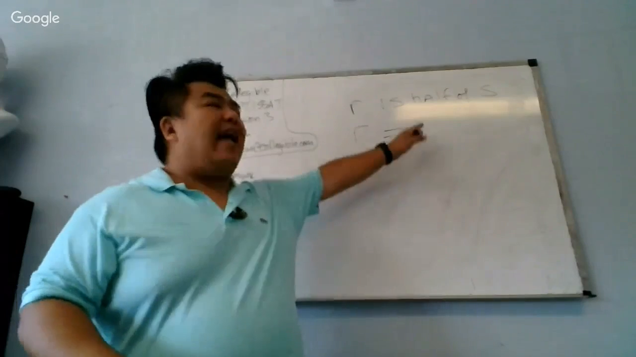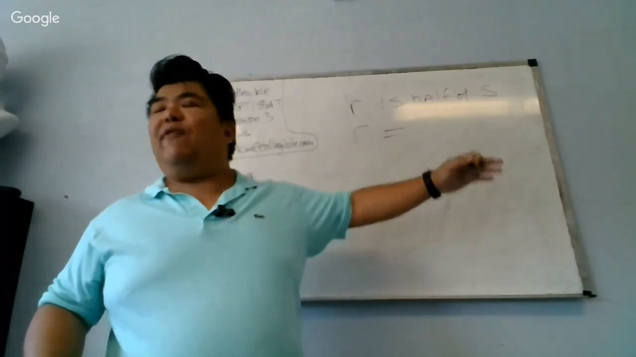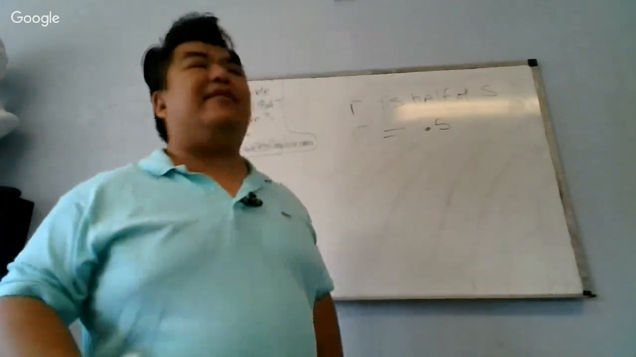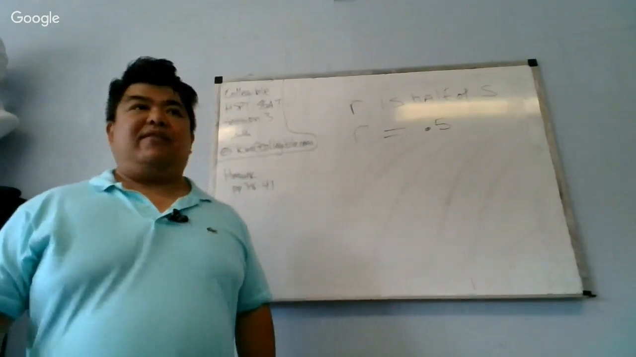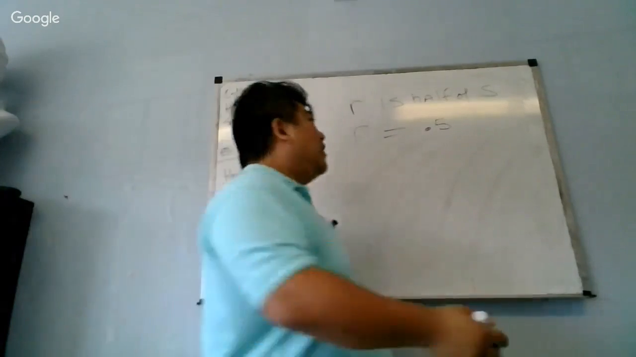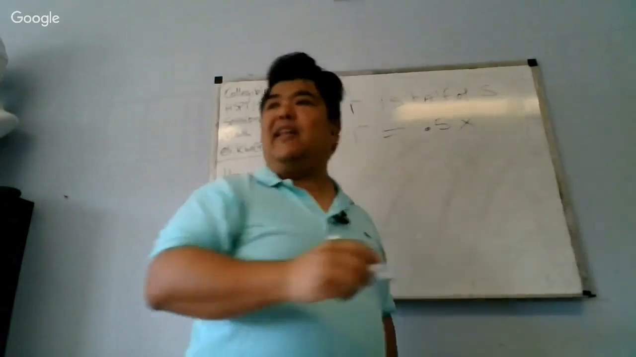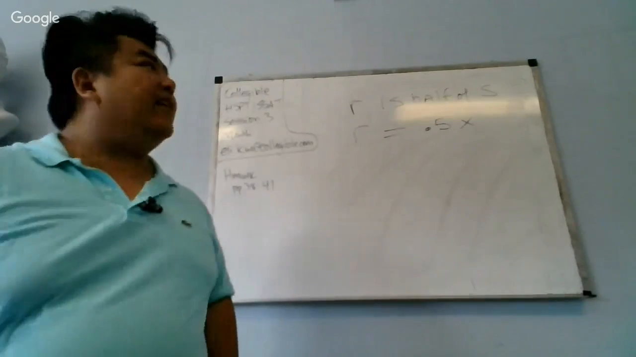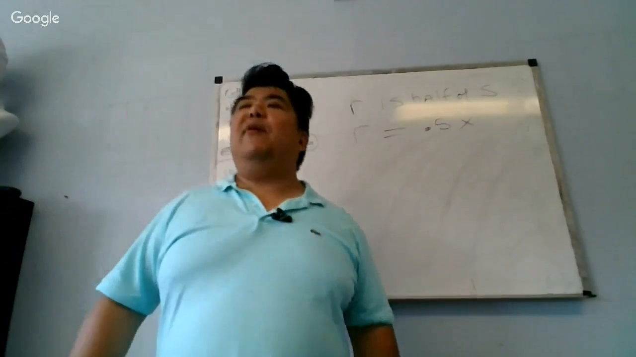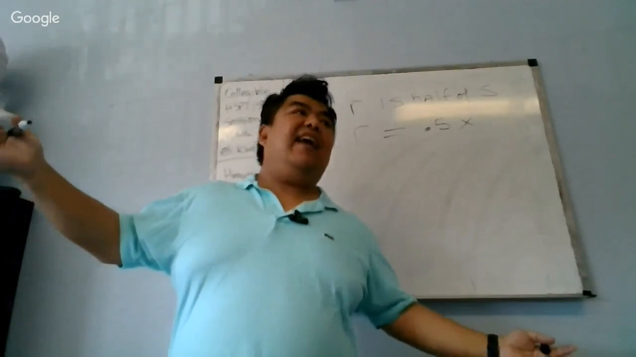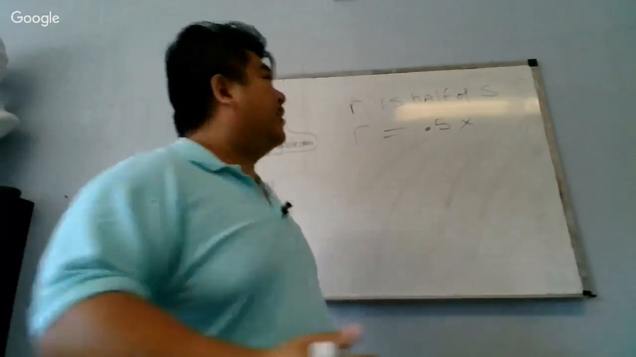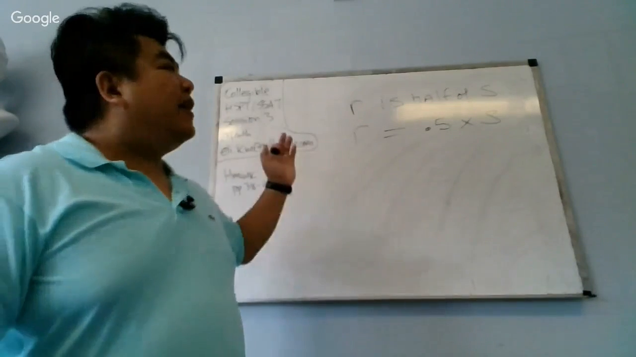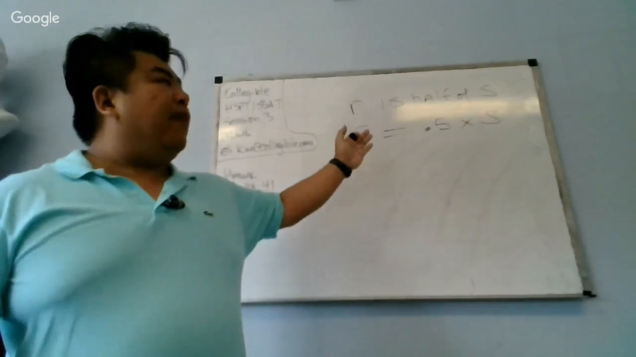But anyways, what is equals? What is half? 0.5. Okay. What is of? Times. And then what is S? S. Okay, so R equals 0.5 of S. What Matthew said earlier was a little different. He said R times 0.5, which is not the same.